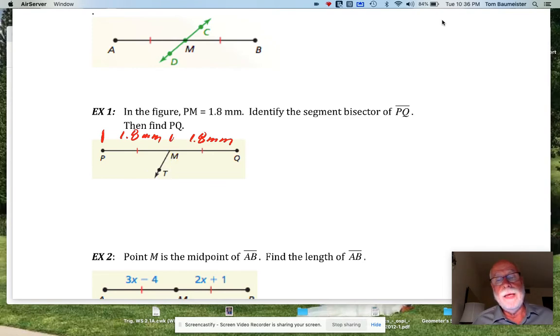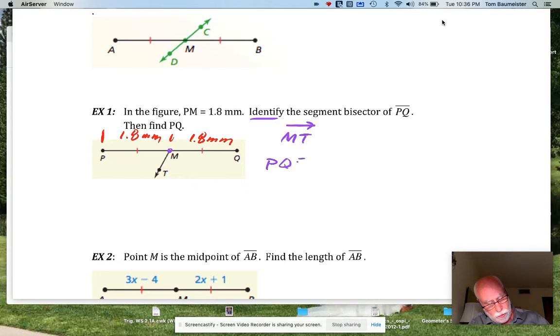Now, is that a ray? Is that a line? Is that a point? So on this one right here, when we identify the segment bisector, it is a ray. So remember, the ray goes from M to T. So we are going to put L like there, because remember, M is the endpoint for that ray.